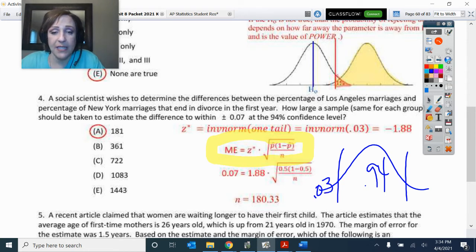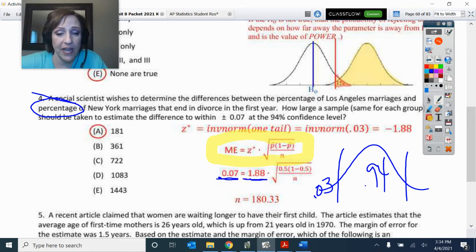And so we've got inverse norm, because this is a proportion problem, because they're talking about the percentages of New York marriages that end in divorce in the first year. Here's the margin of error they're interested in. Here's the critical value of how confident they want to be. And then here is the standard deviation, or the standard error.